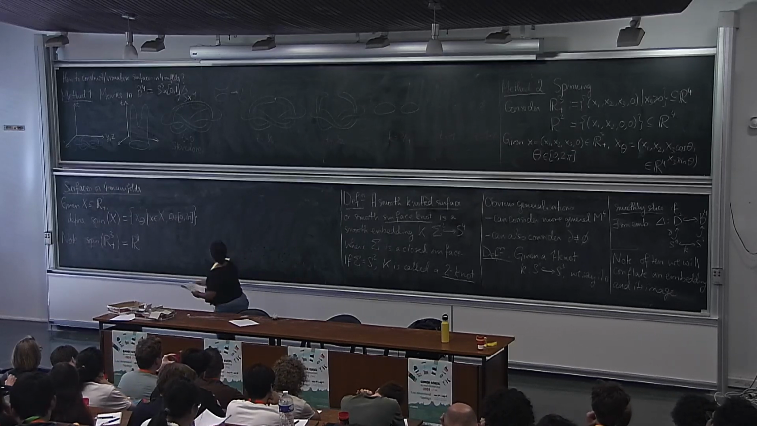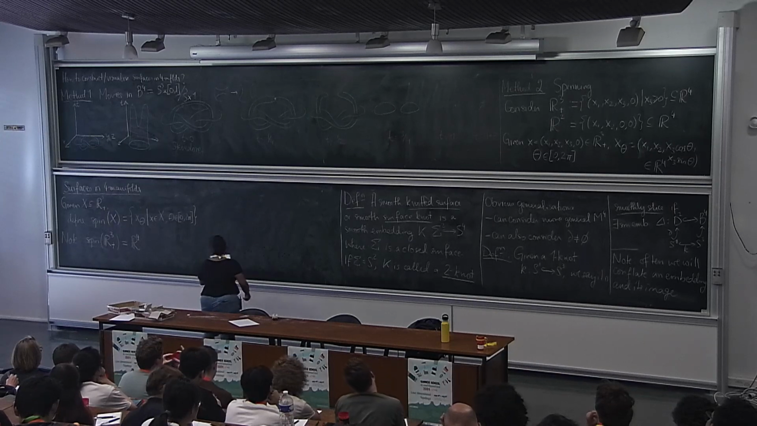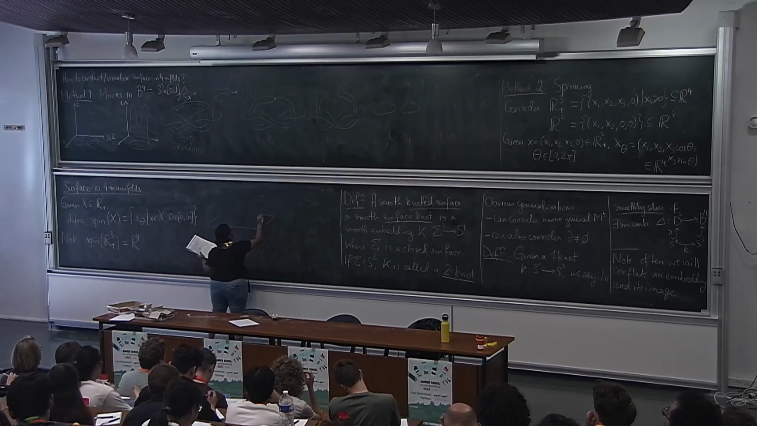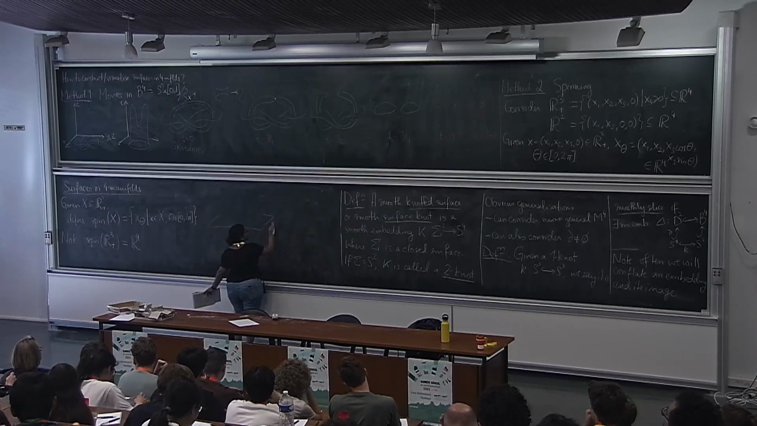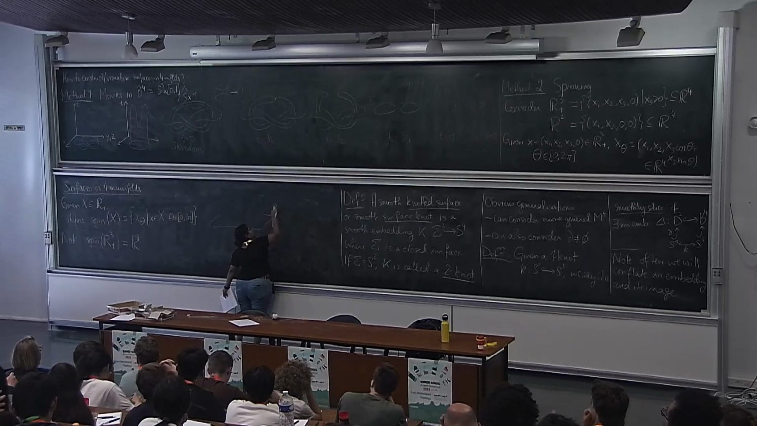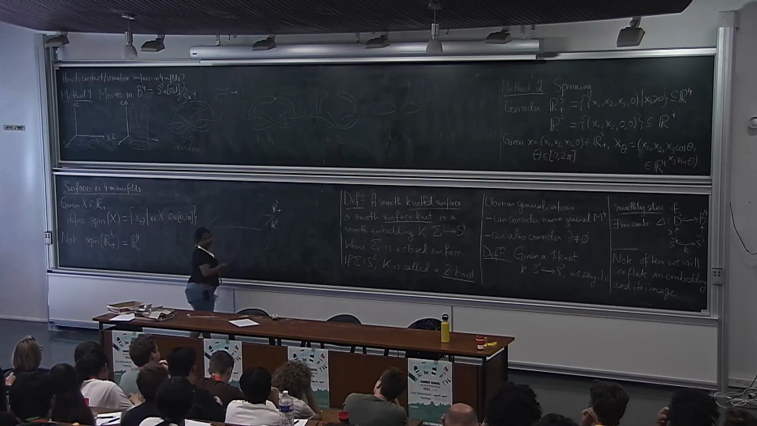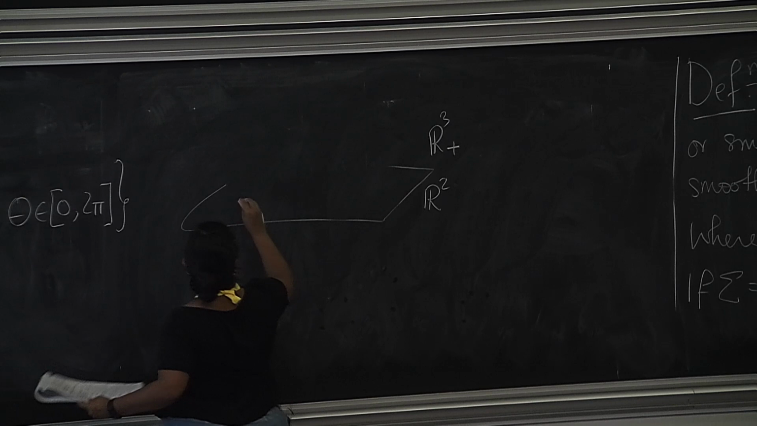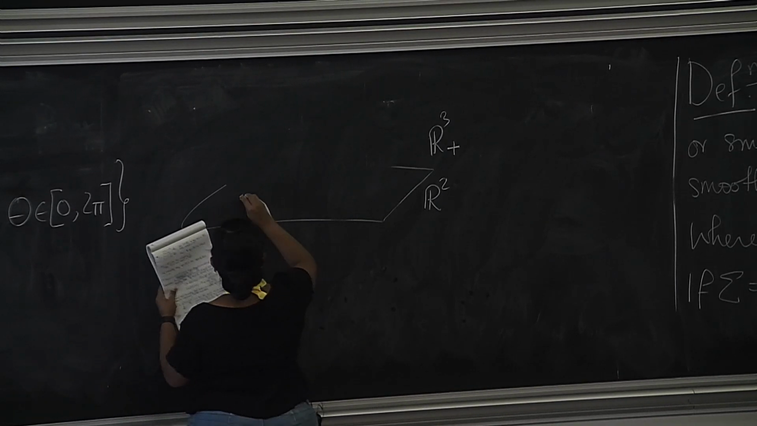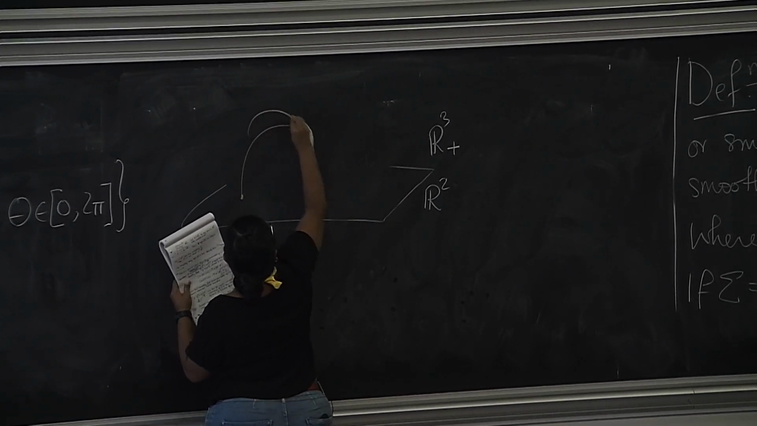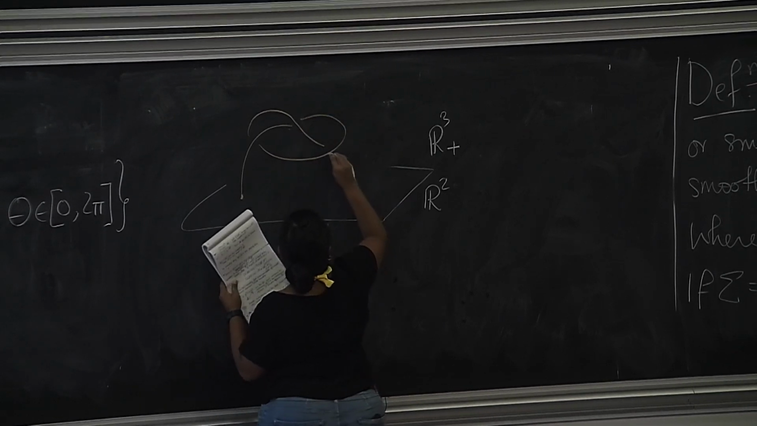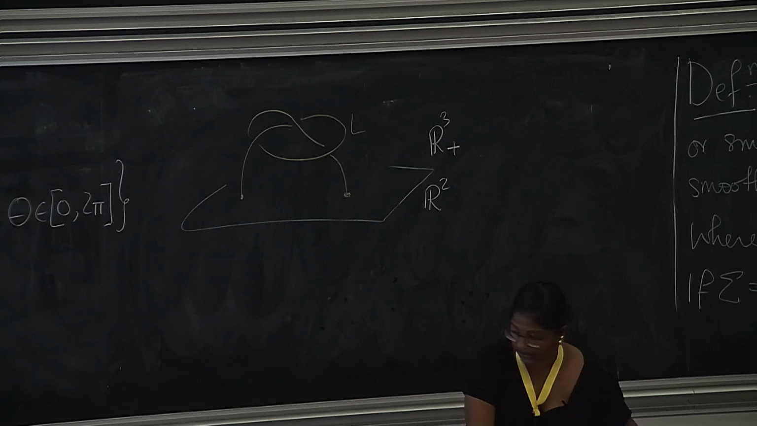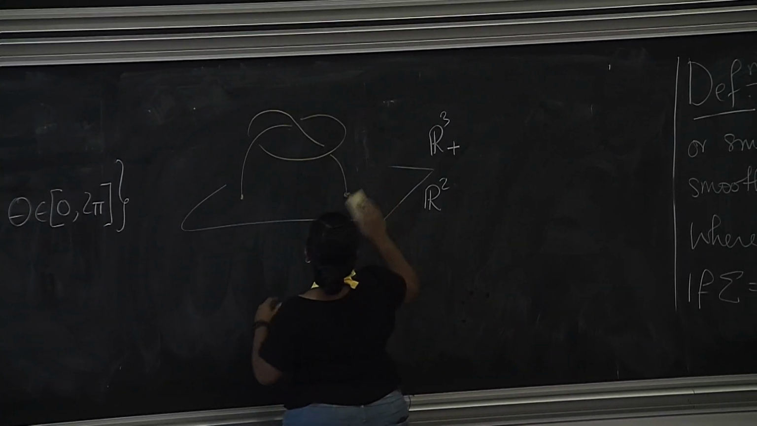So now how do I build an S2 inside of R4? Well, let's consider the following. Here's R2, and here's R3 plus, which is everything above here. And now I'm going to show you an arc that I could spin. So we'll call this thing L, or A, sorry. Not that it matters.